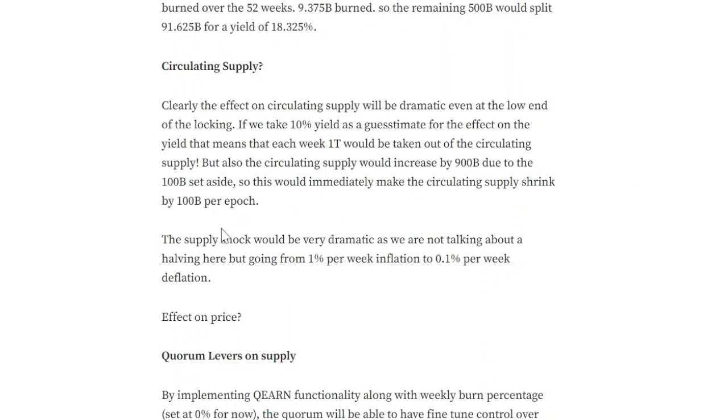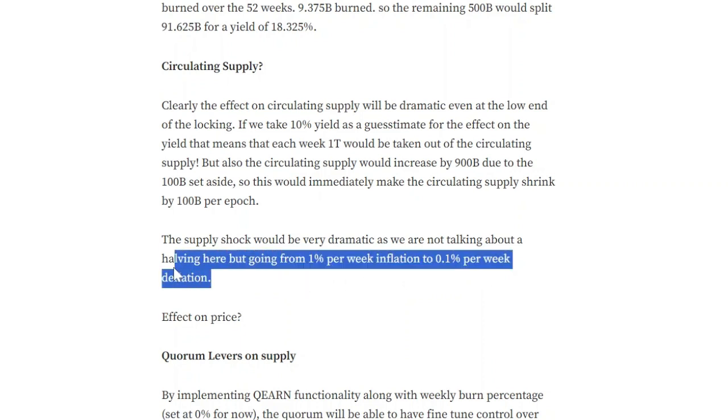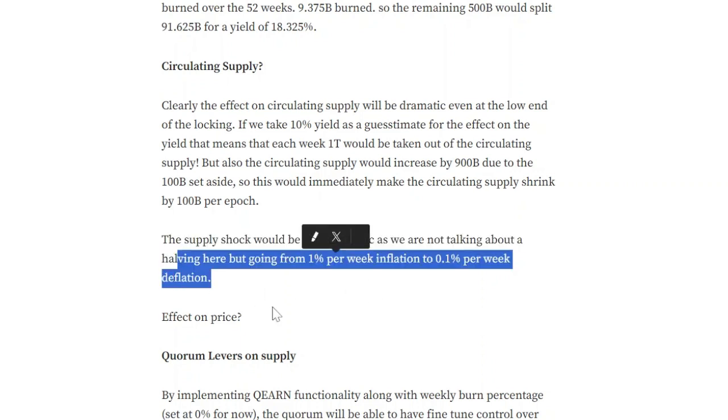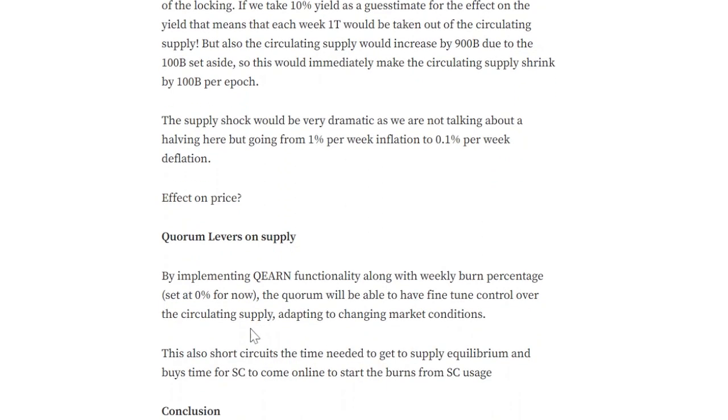during the weekly phases. The supply shock would be very dramatic, as we're not talking about a halving here, but we're going from 1% per week inflation to 0.1 per week deflation. I mean, would that not be that there'd be a 0.9% inflation per week since you're only taking out that 1%? I mean, I don't think it would become deflationary, but it still is an interesting thought. Maybe I'm missing something there.